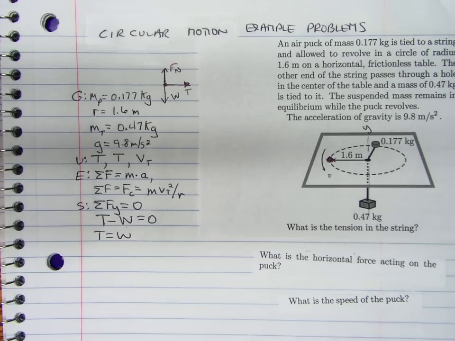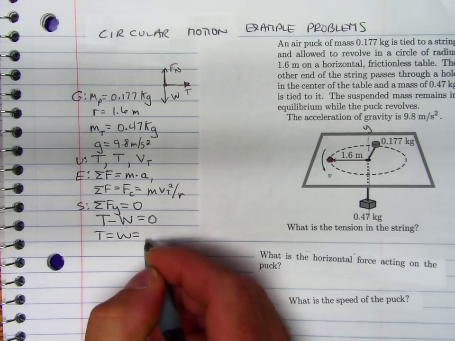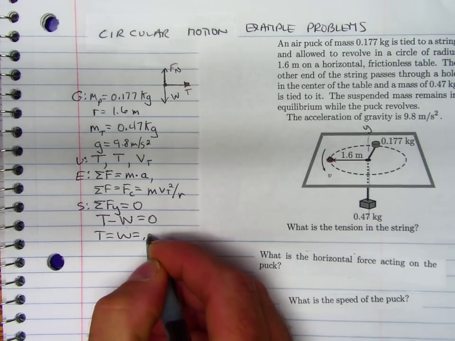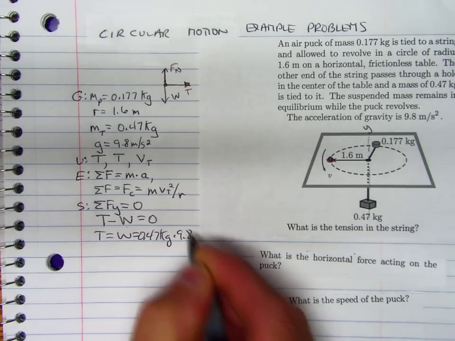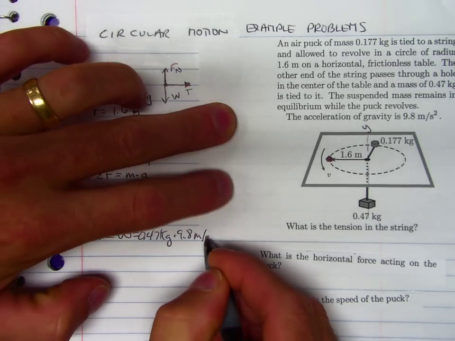So what is the weight? Well, it's the mass times gravity, yes. So we've got 0.47 kilograms times 9.8 meters per second squared.